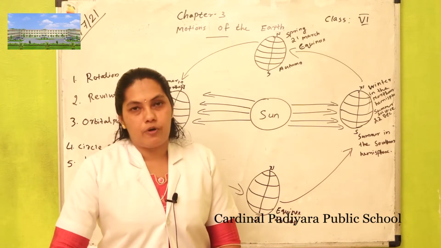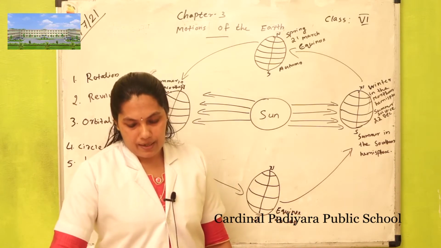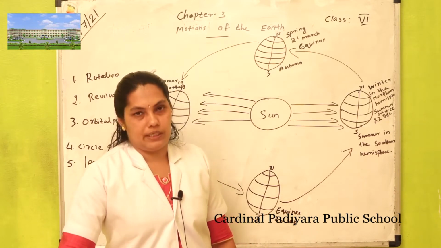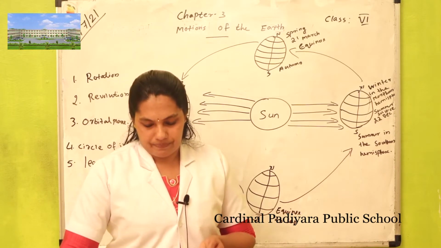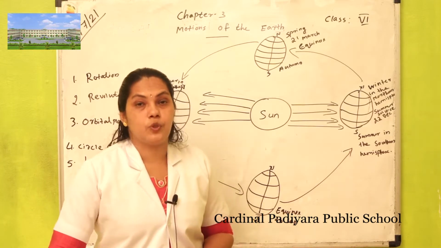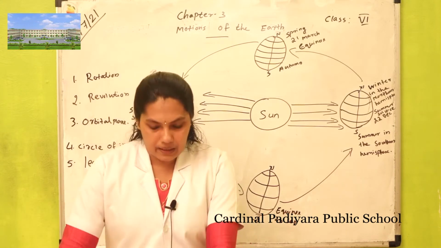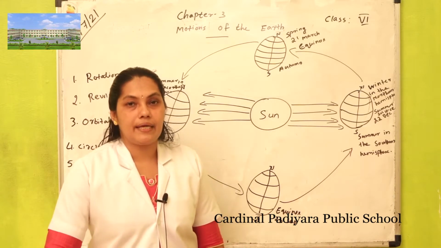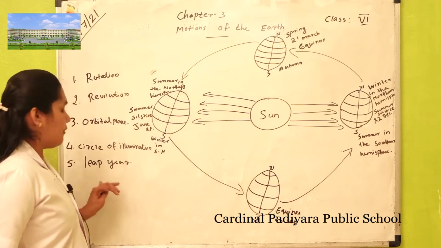Over a span of 4 years, this surplus day is added to the month of February. Every fourth year, February has 29 days instead of 28 days. Such a year with 366 days is called a leap year. That is the fifth point.